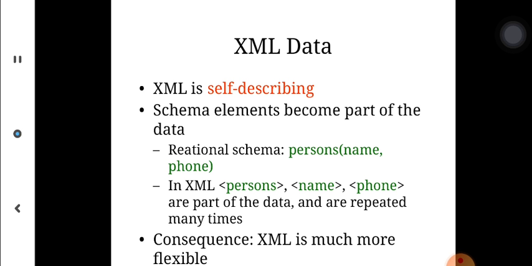That's a relational schema like person, name and phone, but how do you represent it in XML? Persons, then a name, phone. These all become part of the data and are repeated many times because these are all tags, child tags and so on. So what is the consequence? XML is much more flexible.